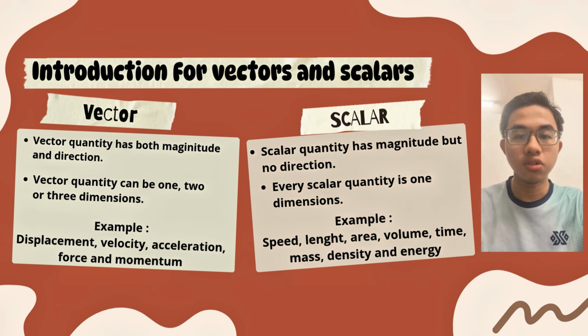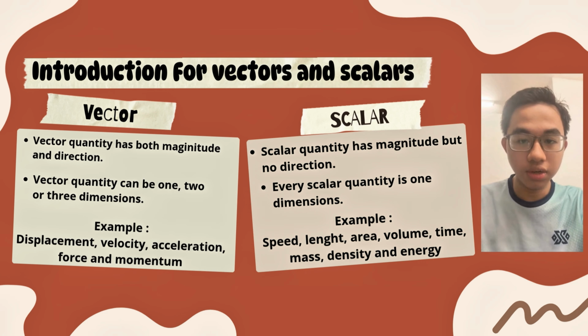I will explain the introduction for vector and scalar. Vector: a vector quantity has both magnitude and direction. Second, a vector quantity can be one, two, or three dimensional. Examples are displacement, velocity, acceleration, force, and momentum.